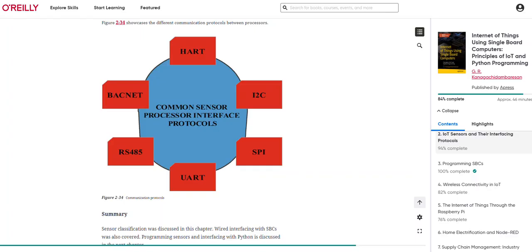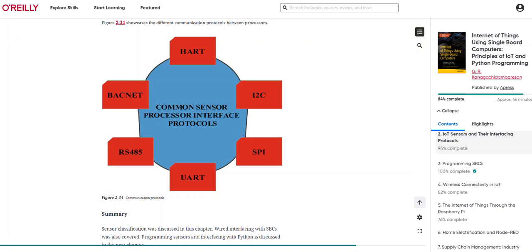Now, the choice of protocol depends on several factors, including the number of sensors that are going to be connected, the required communication speed, distance between the sensor and the processor, power consumption constraints, budget and design complexity. Now, let's look at sensor integration for a little bit and how these protocols are implemented in practice.